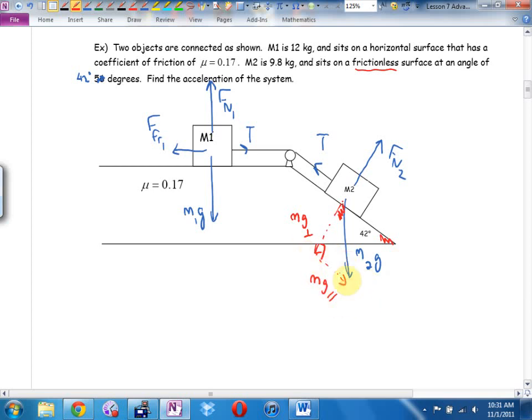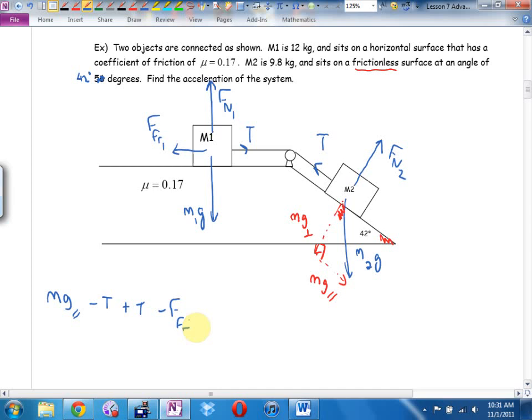Anything that ends up pointing down the hill, winner. Anything that ends up pointing up the hill, loser. Now I'm going to walk along the rope. I run into tension up the hill, loser. Oh, I run into tension that'll end up down the hill, Brianne, winner. I run into friction, which is going to end up pointing up the hill once it gets over here. Loser. Have I walked down the entire length of rope? Then I've got them all.